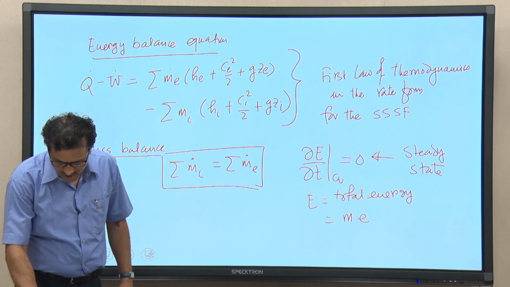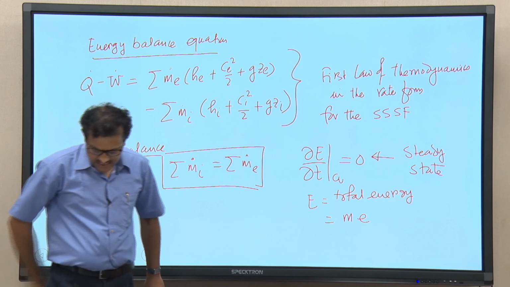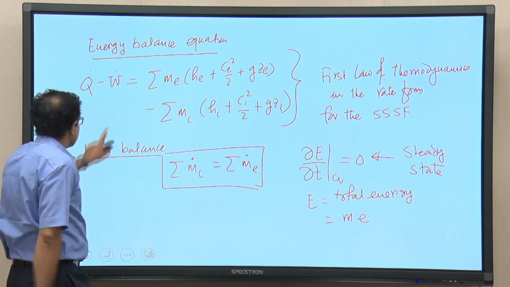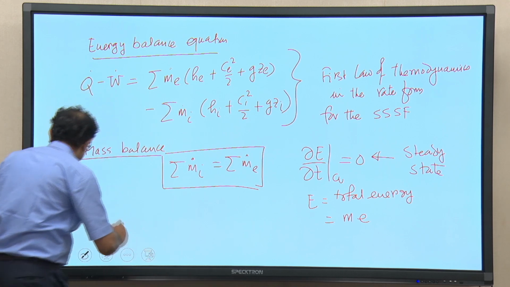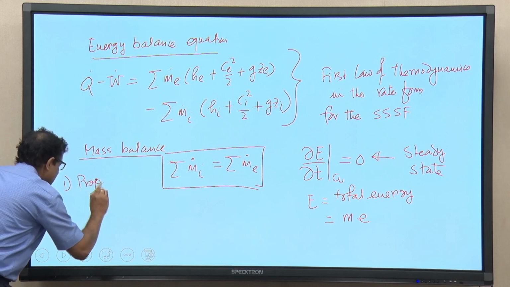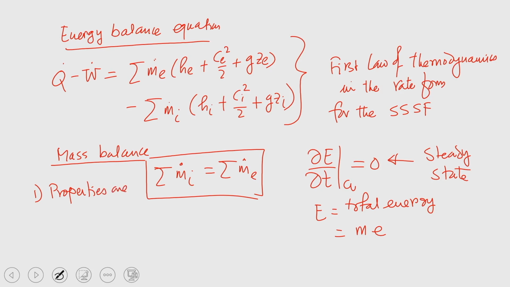Now, to arrive at this equation we have taken a few assumptions. First one is that properties are not varying over the cross sections through which flow occurs. Number 2, that is steady state, and number 3 is steady flow.